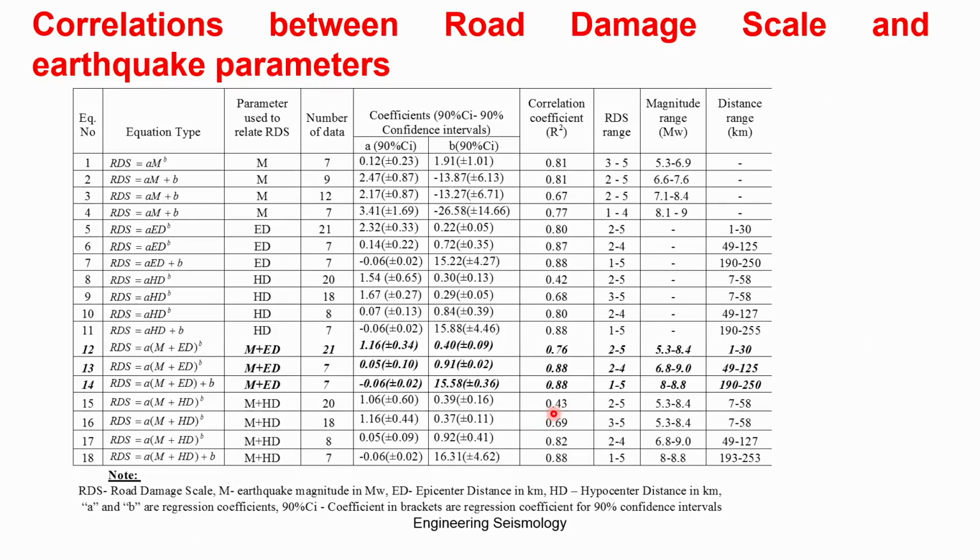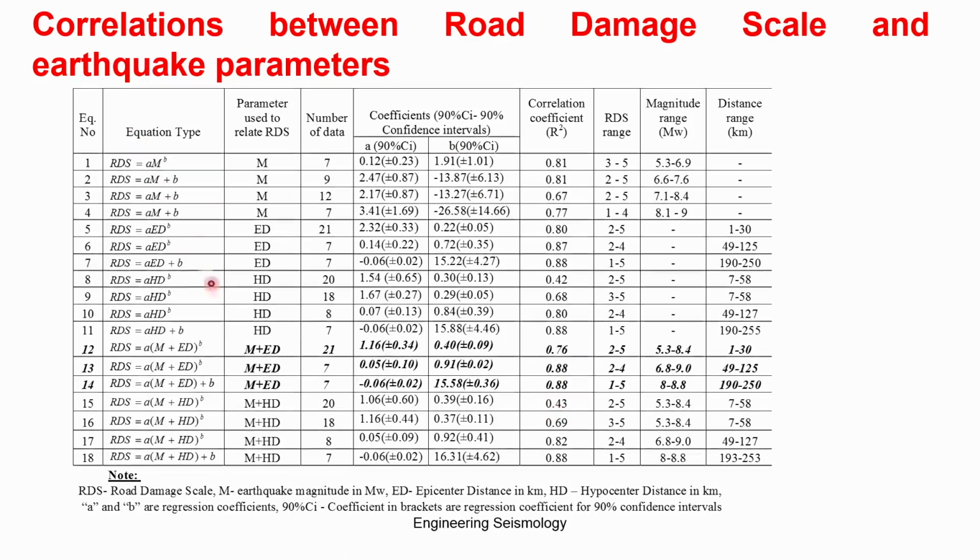Further, this research group also worked on the data and tried to fit a model, a predictive equation for road damage. This is a different model. The research found that M and ED, where ED is the epicentral distance, have a very good regression relation and can give a reliable road damage prediction equation.